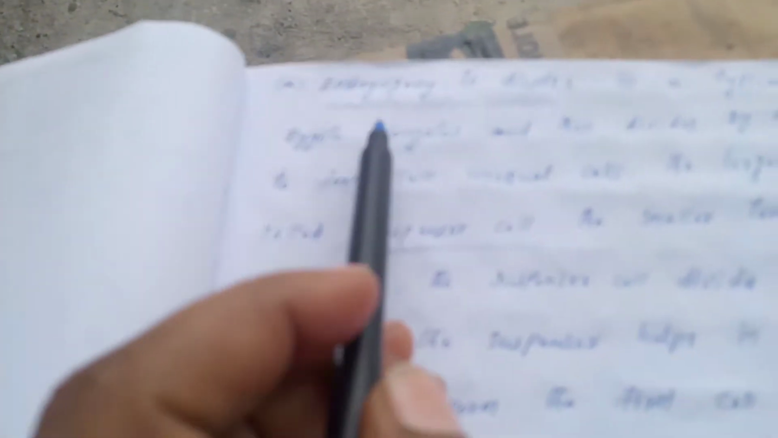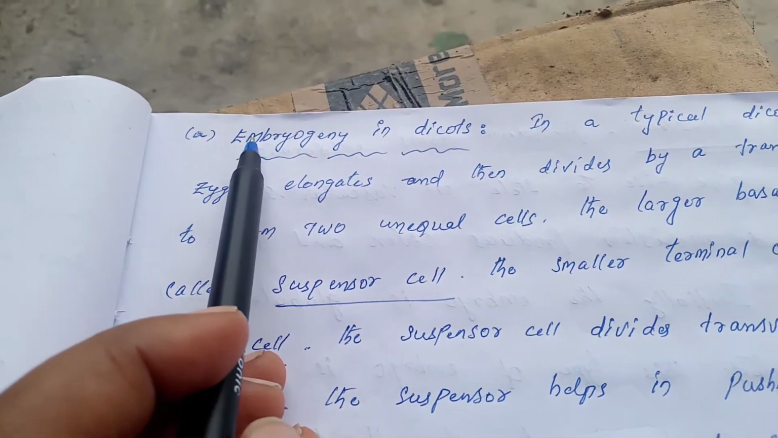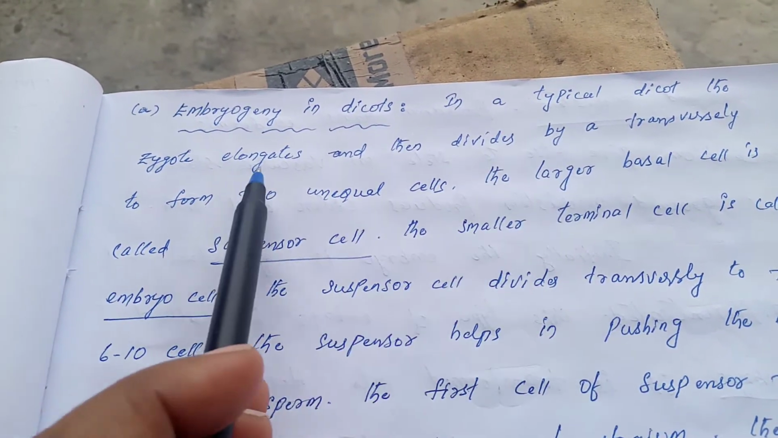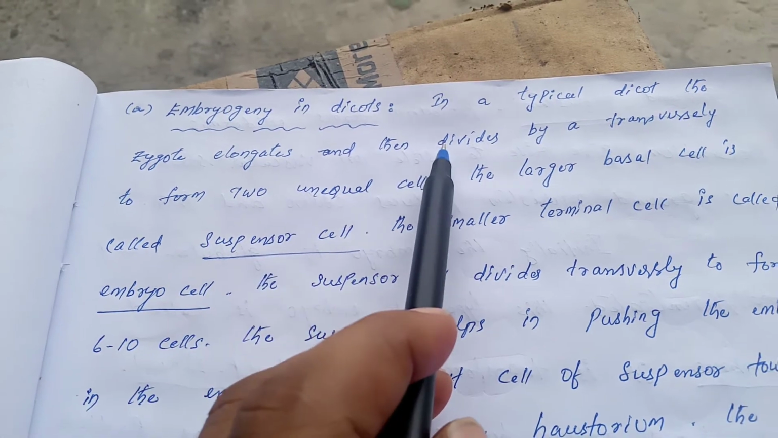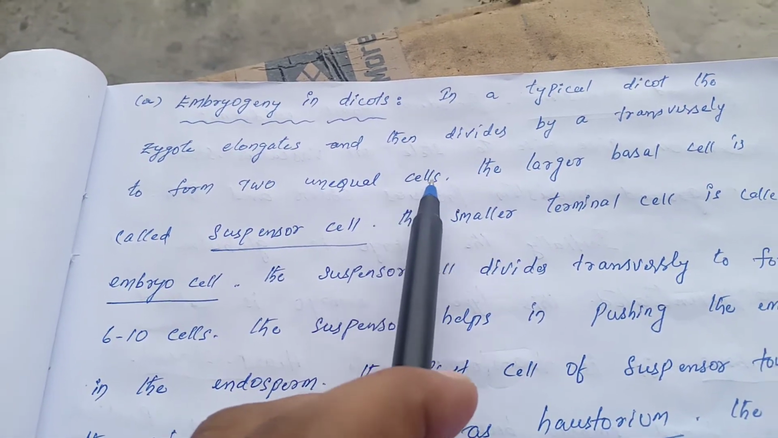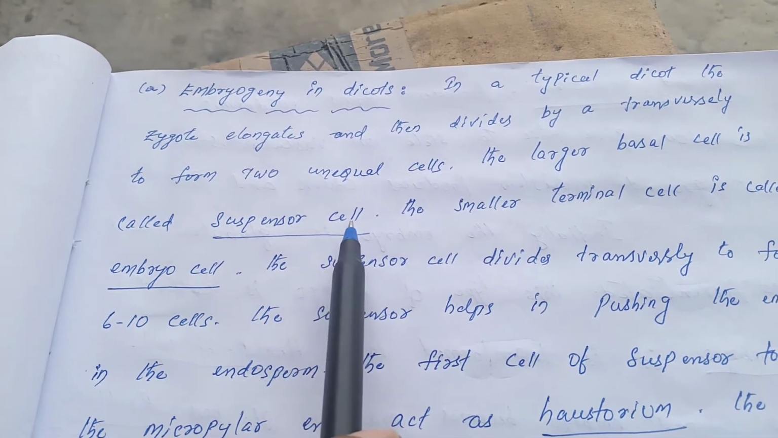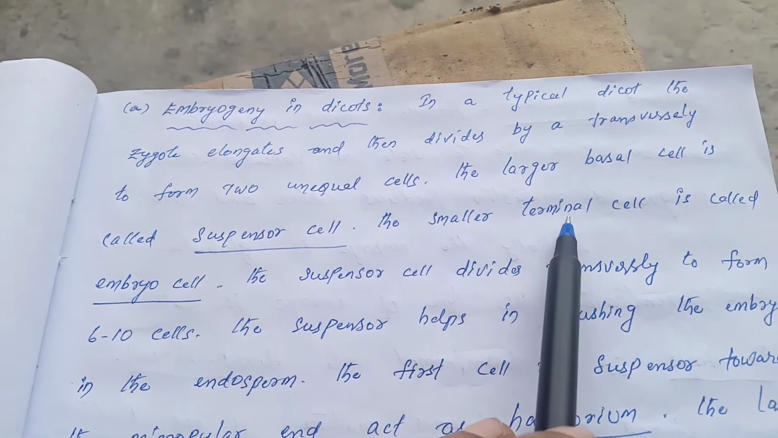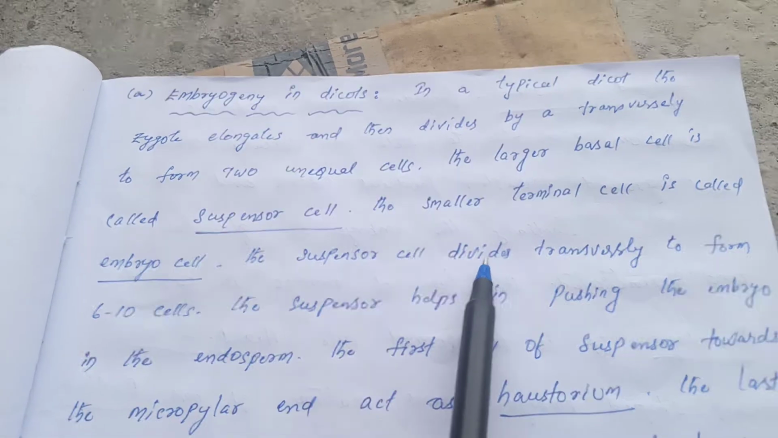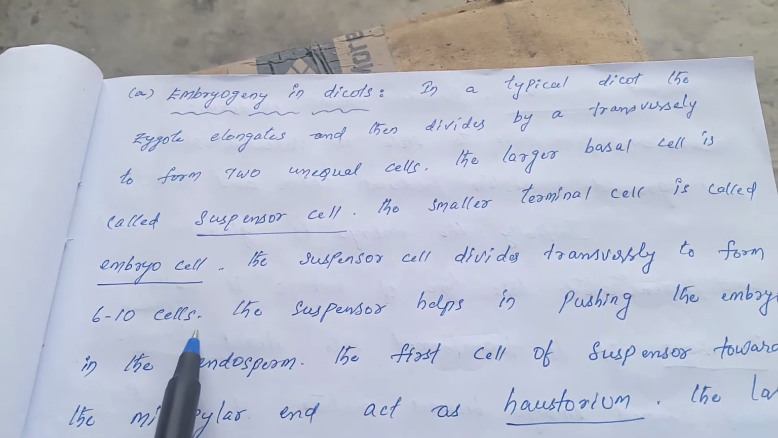Now we will discuss embryogeny in dicots. In a typical dicot, the zygote elongates and then divides transversely to form two unequal cells. The larger basal cell is called suspension cell, and the smaller terminal cell is called embryo cell. Again, the suspension cell divides transversely to form 6 to 10 cells.